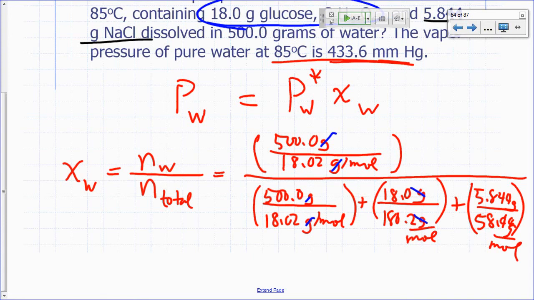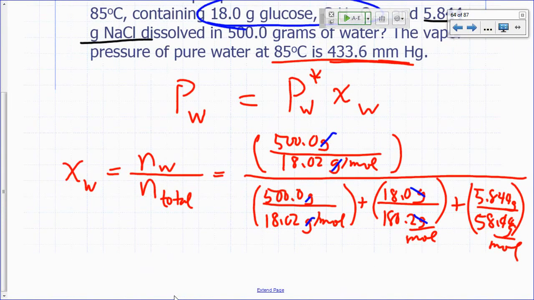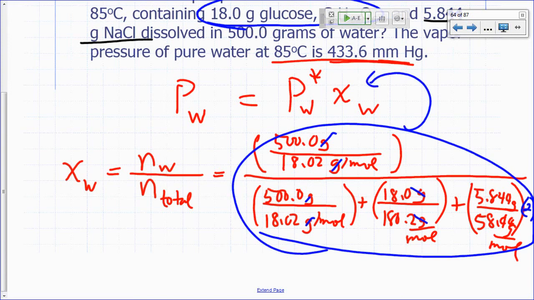Other than punching this into a calculator? Not quite. Why? What do we know about sodium chloride? It gives you twice as many particles in solution, so I have to multiply this by 2. Okay? So that's your mole fraction of water. So all you have to do now is take all of these numbers, plug that into mole fraction of water, and what goes into here? That would be the partial pressure of pure water. Okay? I guess you can do that on your own.